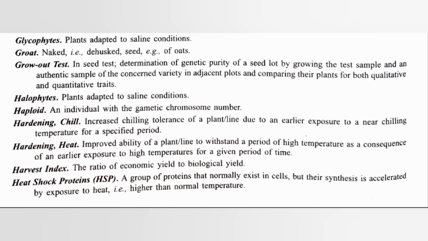Next one is hardening for chill temperature. So basically what we are doing, we are increasing the tolerance for lower temperature. That is increased chilling tolerance of a plant or line due to an early exposure to a near chilling temperature for a specific period. Now, if the same thing is done for high temperature, that is hardening heat.